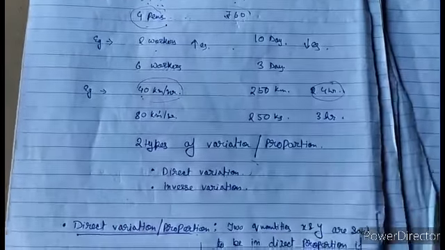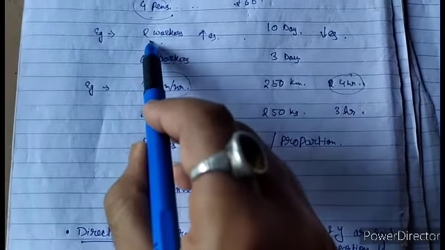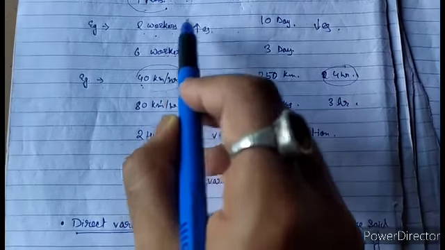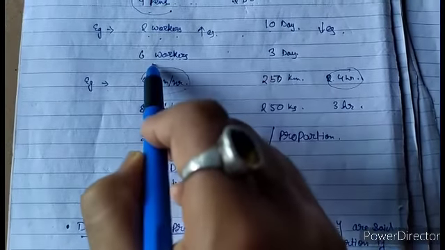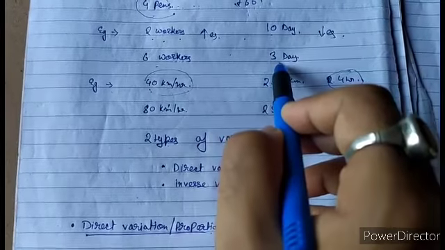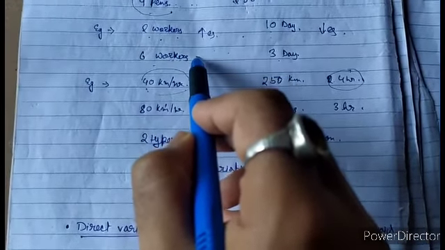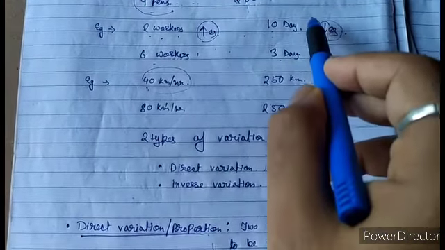Now the next two examples. In one, there are 2 workers working on a project for 10 days. On the same project, if more workers work, then the number of days will decrease. What we can notice here is that with an increase in the number of workers, the number of working days decreases.